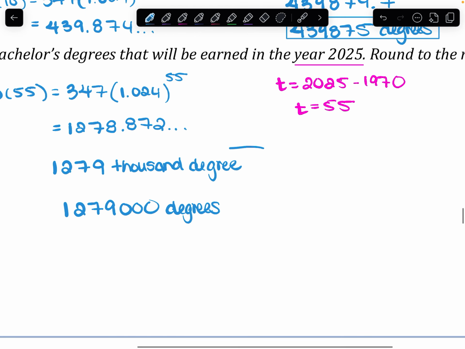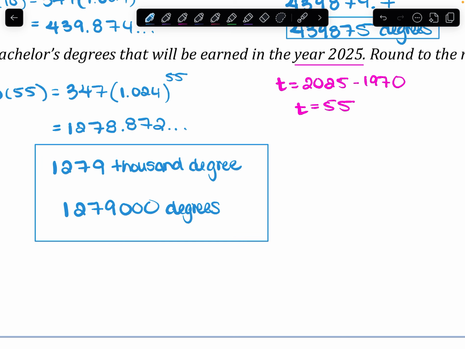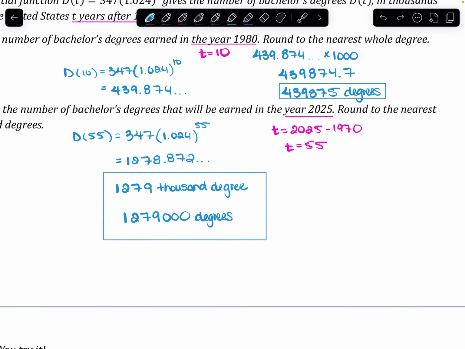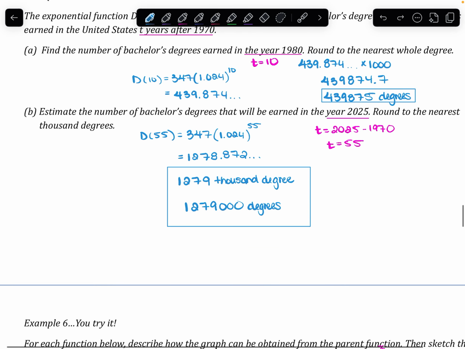So just read carefully so you know which way you type it in. If it's already got the word thousand in the unit, make sure you don't accidentally multiply by 1,000. If it doesn't, if it just says degrees, you've got to get those zeros at the back. All right. The rest are you try it, so you can go try those and then check them with the filled out notes posted online.